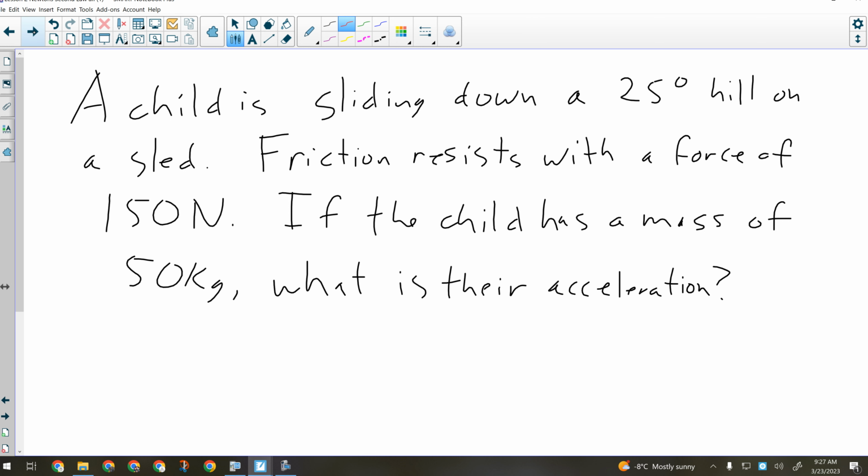So you're sledding down a hill. It's a 25-degree angle. Friction is resisting with 150 newtons, and the child has a mass of 50 kilograms. What's their acceleration? It's a big kid. It's like 110 pounds. Big kid. You guys are kids.